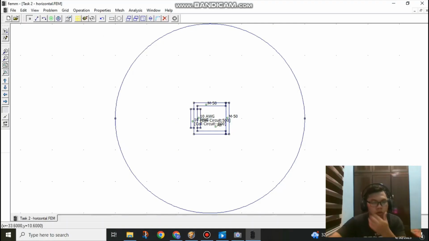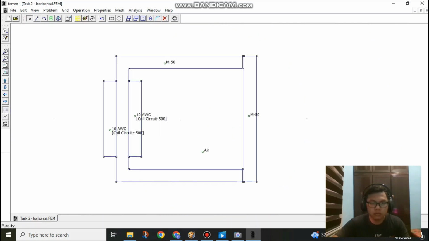Hello and Assalamualaikum. I am Muhammad Fazli Bayanan and my matrix number is AE100060. Now I will explain the simulation for Task 2. As you can see, this is the boundary of the design. If we zoom in, you can see that this is the coil and each coil has 500 turns. This is the material used, which is M50 steel.